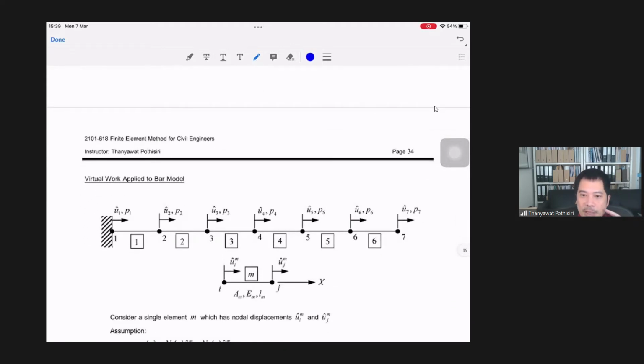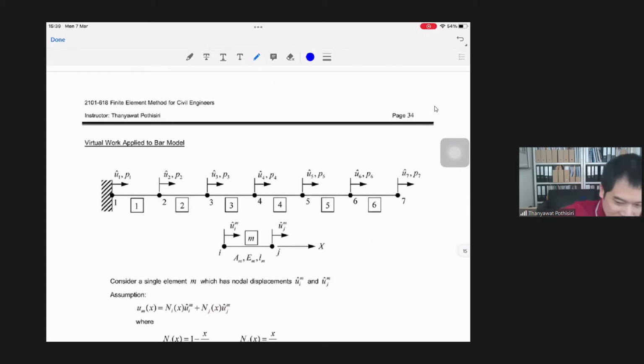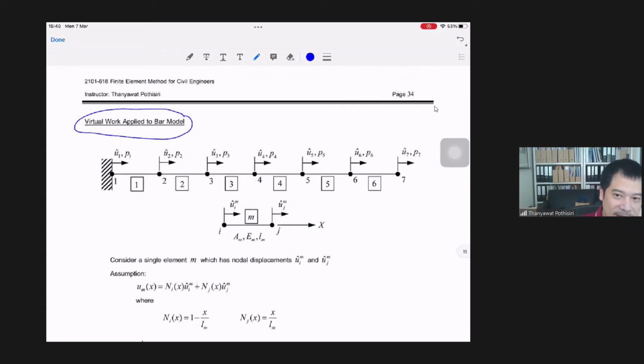Now we are going to try to apply this concept to an example problem. So we're going to start by looking at a bar model, a one-dimensional structure. In this structure, we have 7 nodes and 6 elements interconnected to each other like this.